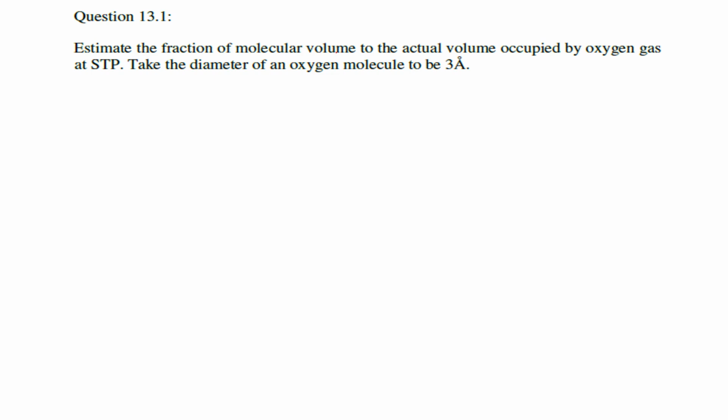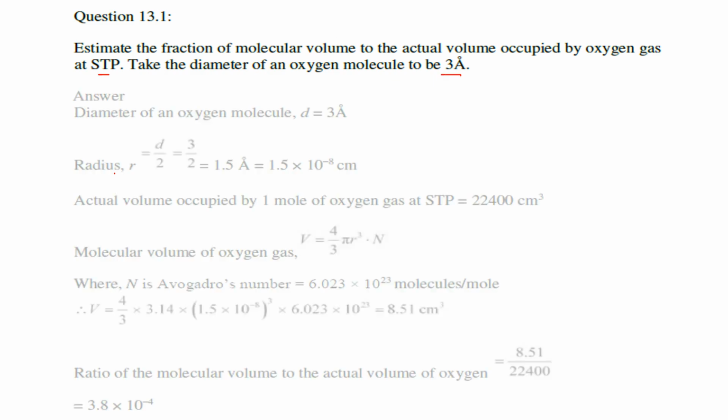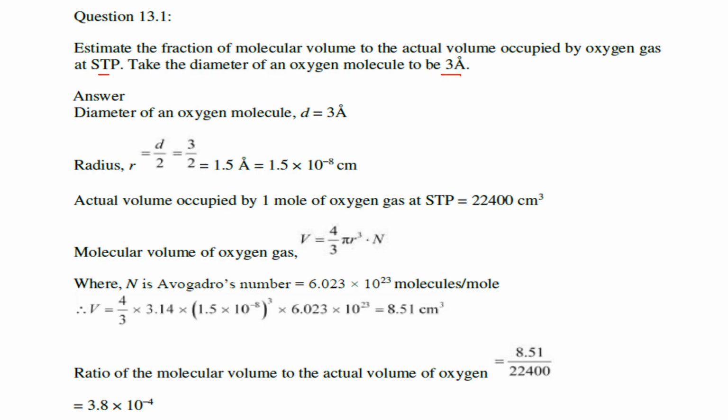Estimate the fraction of molecular volume to the actual volume occupied by oxygen gas at standard temperature and pressure. We have to take the diameter of oxygen molecule to be 3 angstrom. So the diameter of oxygen molecule is given in the question. This diameter is 3 angstrom. If we want to find out the radius, we divide it by 2. So this becomes 3 by 2, that is 1.5 angstrom. 1 angstrom is equal to 10 to the power minus 10 meter. We convert it into centimeter.